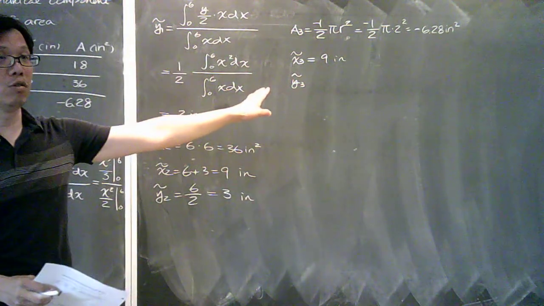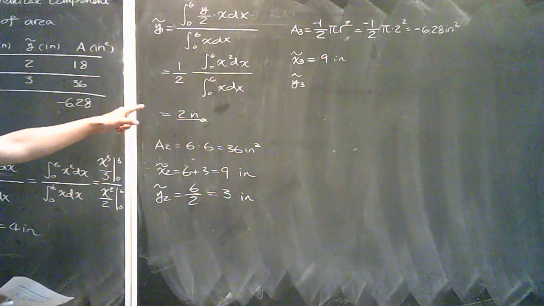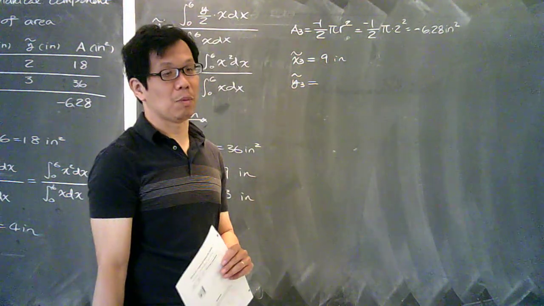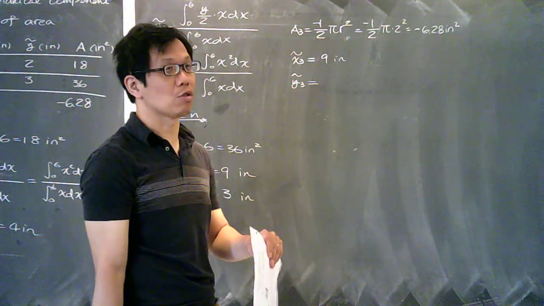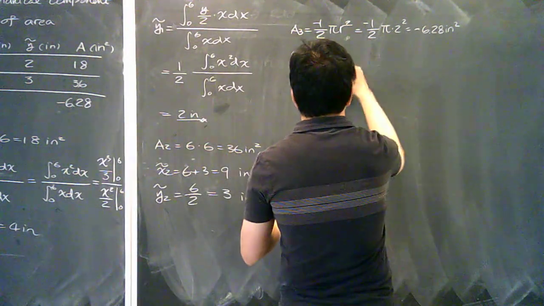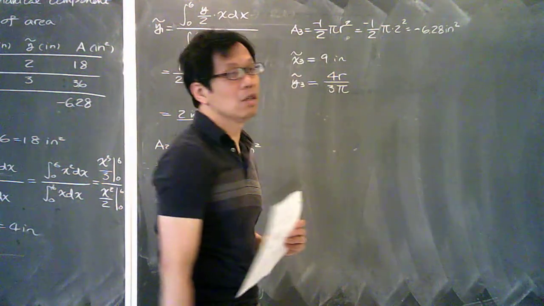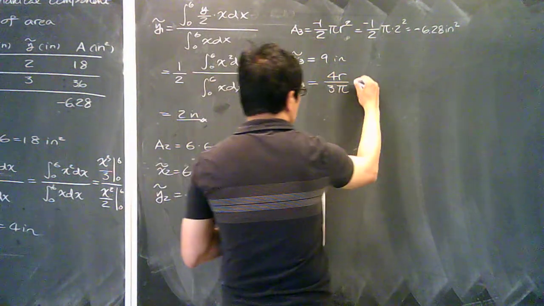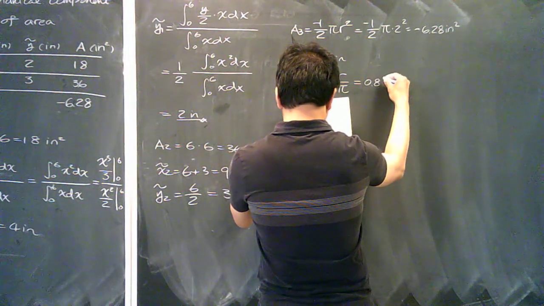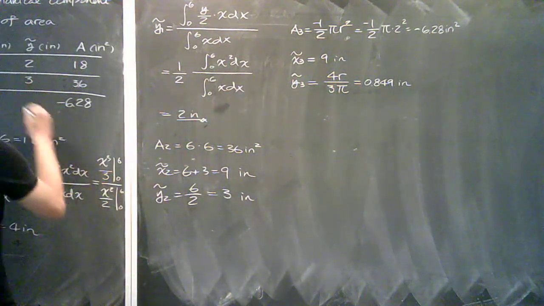This part you can do. You can just do the integration if you like, but in most cases, I would suggest you just memorize the formula because it will be used in this chapter. It will also be used in the next chapter, in chapter 10. That is going to be 4r over 3 pi. In this case, my r is 2 inches. So if you plug in this number over here, it's going to be 0.849 inches. So just put it here.